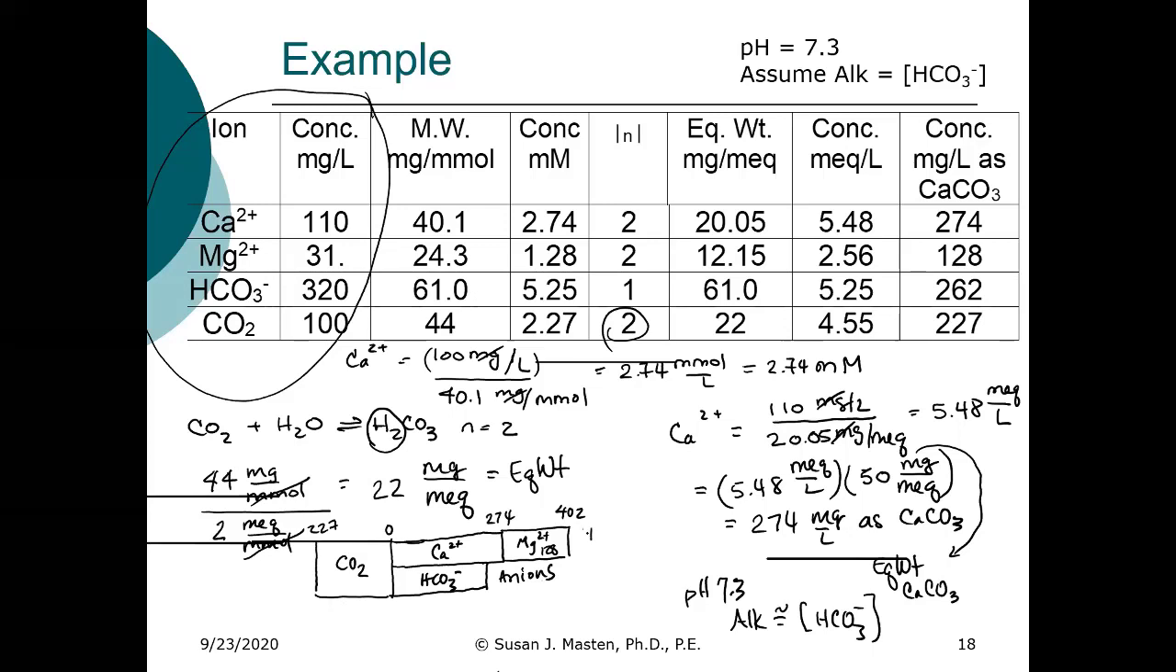So if I look at this, my total hardness is equal to what? So the hardness, 402 exactly. It's the sum of the polyvalent cations. In this case, the only polyvalent cations you have are calcium and magnesium. So we sum those, it's 402. My carbonate hardness is equal to what? This was 262. And these are all in milligrams per liter as calcium carbonate.